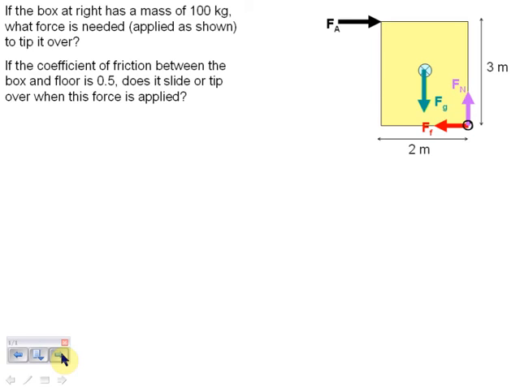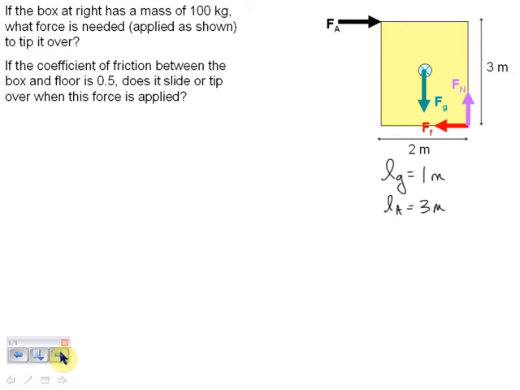If we use a lever arm, which is really a perpendicular displacement between your force and your pivot point, the applied force has a lever arm of the height of the box, or 3 meters. The gravitational force has a lever arm of half of the width of the box, or 1 meter. So the lever arm for the gravitational force equals 1 meter, and the lever arm for our applied force equals 3 meters.